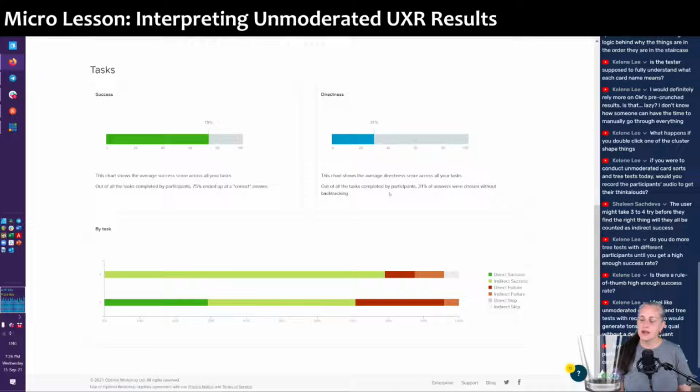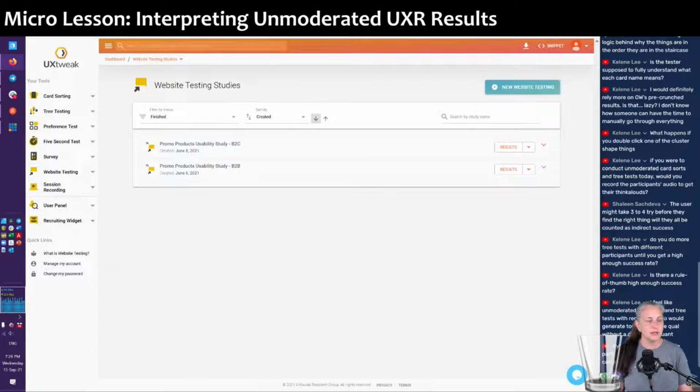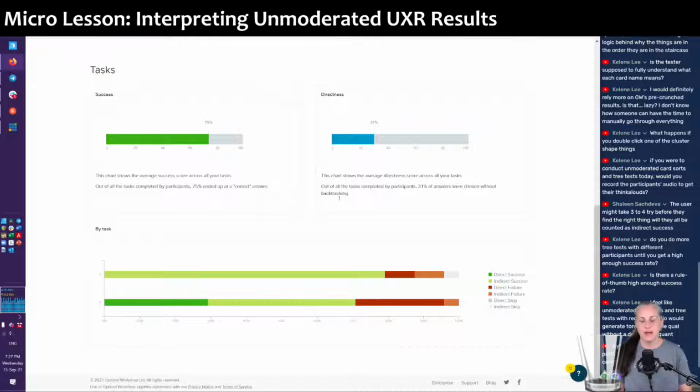Kayleen says, I feel like unmoderated card sorts and tree tests with recorded audio would generate tons of qual without a decrease in quant. You can certainly do that. You can combine these things. Over in UX Tweak, you can say, I just want to record sessions with people or something like that. I imagine you can find a way to combine these. I have not tried that, but I think that's a neat idea that is worth trying.